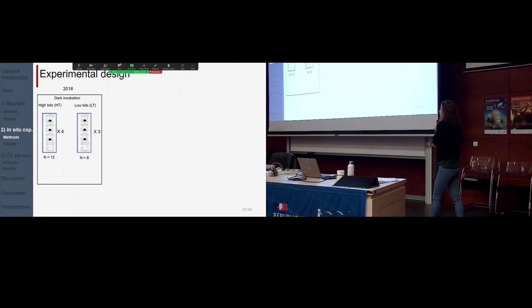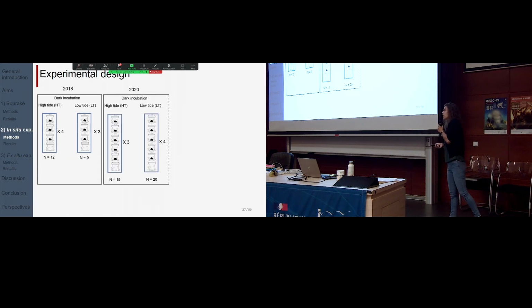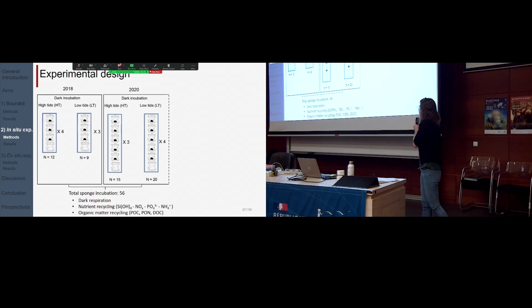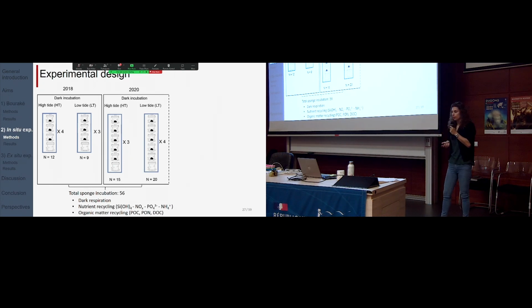Specifically, in 2018, I only performed a dark incubation using a set of 4 chambers, with an empty chamber used as a blank. I repeated the 4 sets during high tide and 3 sets during low tide. In 2020, I repeated this dark incubation using a set of 6 chambers, 3 times during high tide and 4 sets during low tide. This incubation allowed me to obtain information about dark respiration, nutrient recycling, and organic matter recycling.